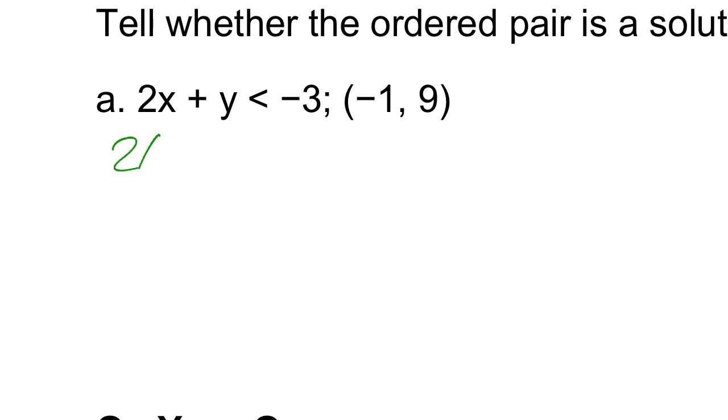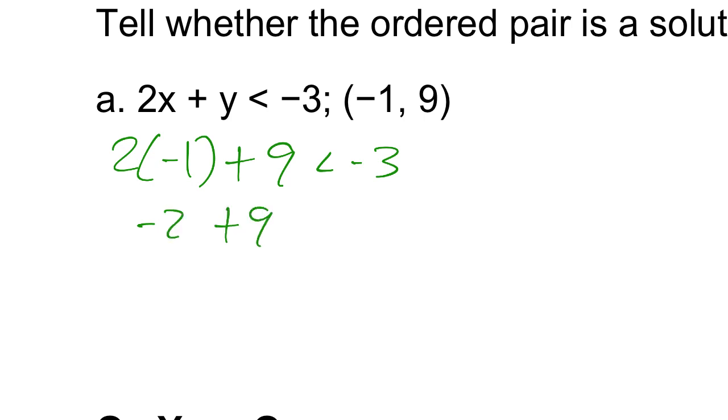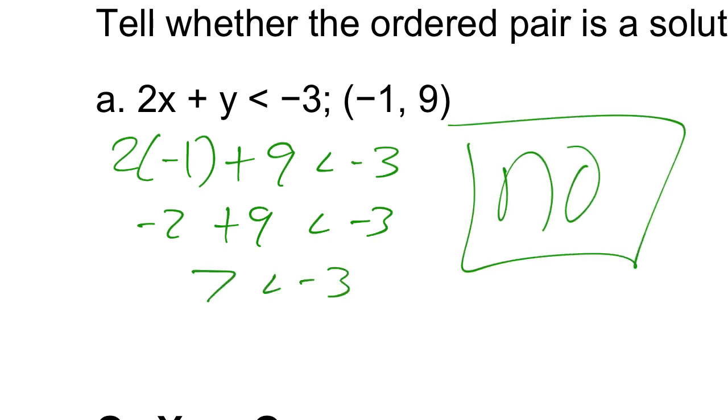So I'm going to plug in 2 times -1 plus 9 and see if that's less than -3. That's -2 plus 9. Is that less than -3? And I get 7 is less than -3, which is not true. So I'm going to put a no. That means it is not a solution.